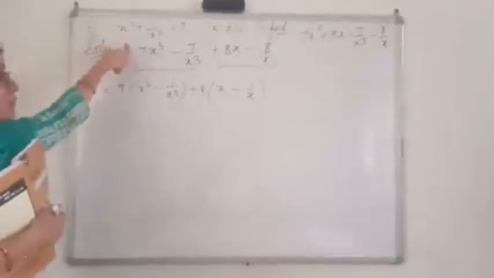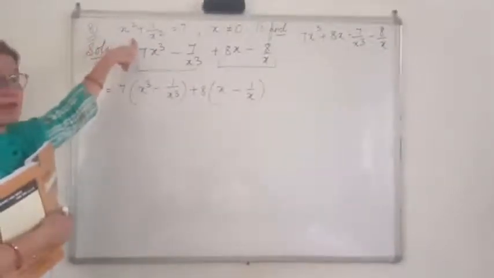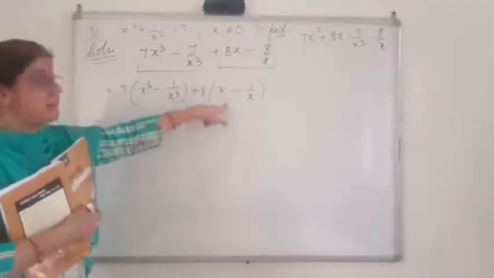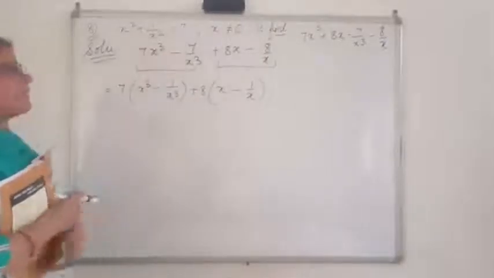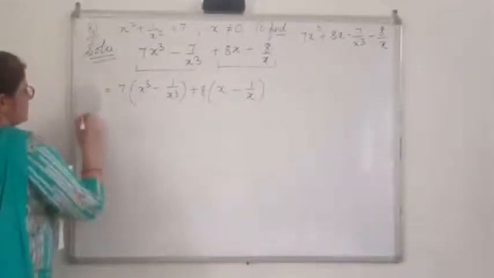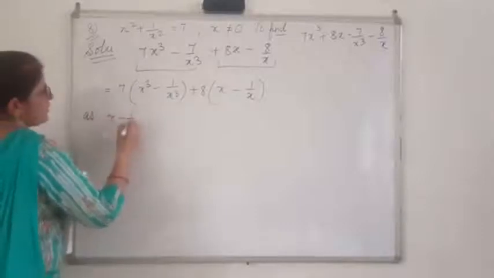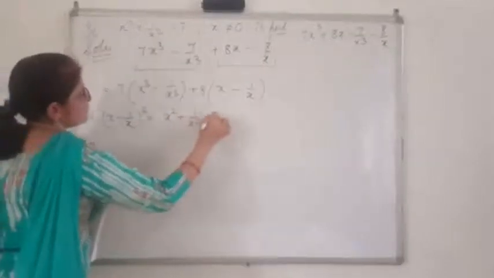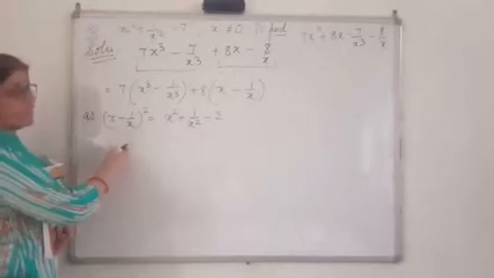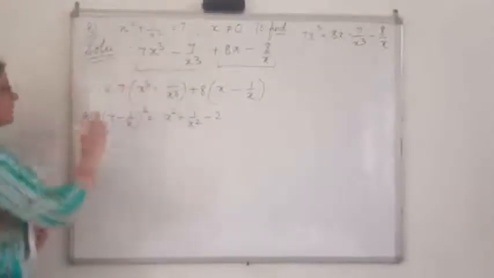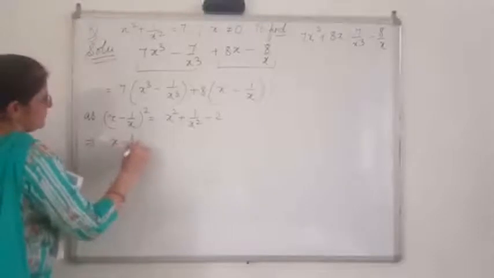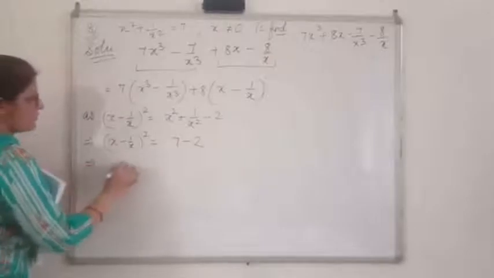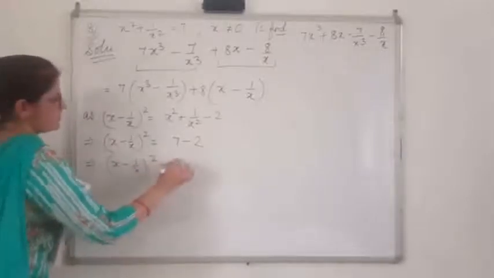But what is given to you? x square plus 1 over x square is 7. Using this, we will take x minus 1 upon x, we square it, we substitute the value and then we calculate. As x minus 1 upon x whole square equals x square plus 1 upon x square minus 2. This identity we have done in the 4th exercise. Now we substitute the value here. 7 minus 2. So x minus 1 upon x whole square equals 5.